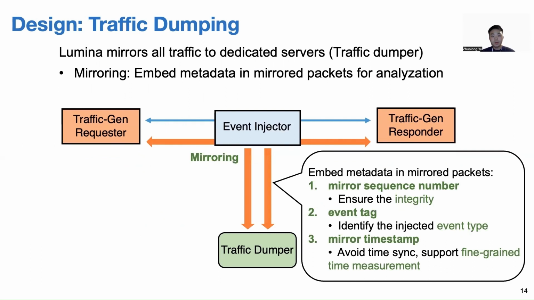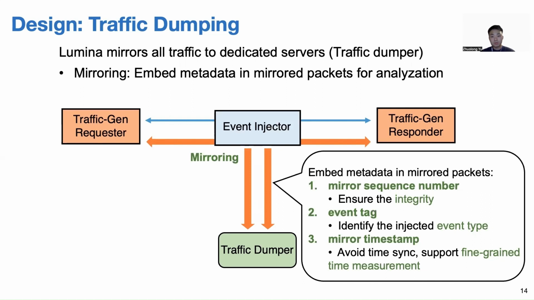So in Lumina, we mirror the traffic to some servers, and the servers will dump the traffic. When we do the mirroring, three extra fields are attached to the mirrored packets. Since we are using the mirrored trace to analyze the behaviors, the first step is to ensure there's no packet loss in the mirrored trace.